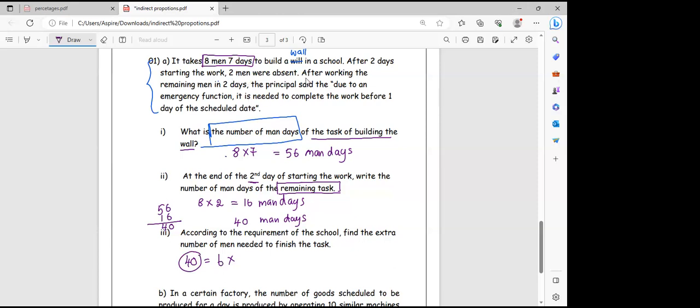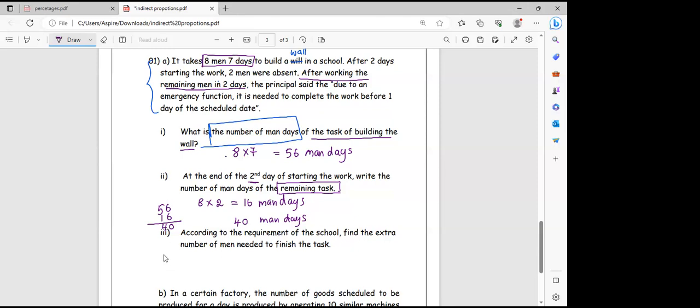Now they say after working the remaining men in 2 days, it's remaining 40 man days to complete this total work. After completing the work remaining by 6 men within 2 days, what is the magnitude of the work?